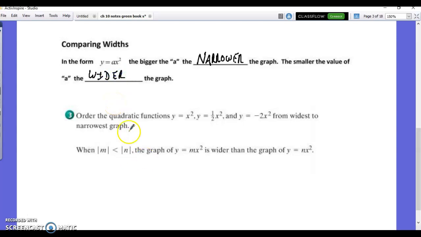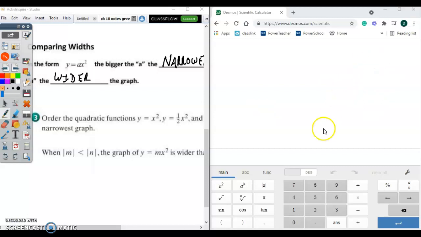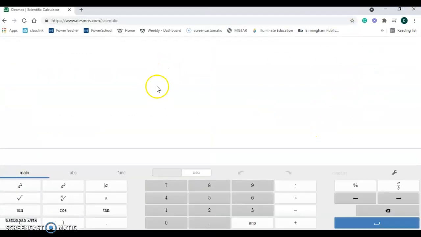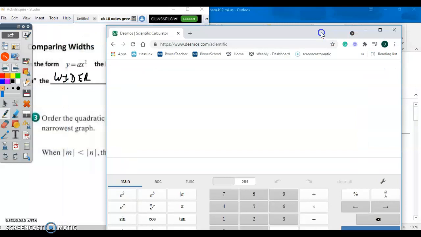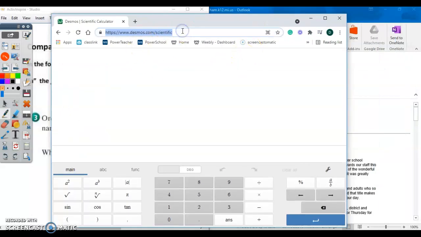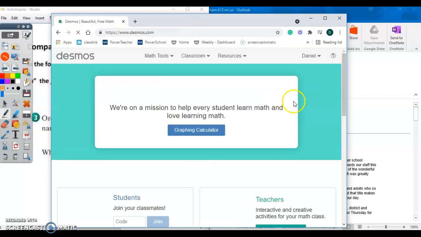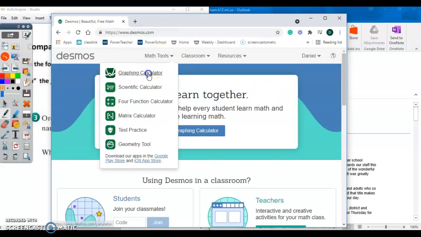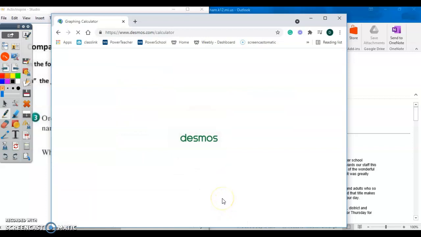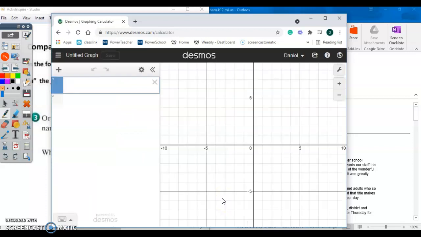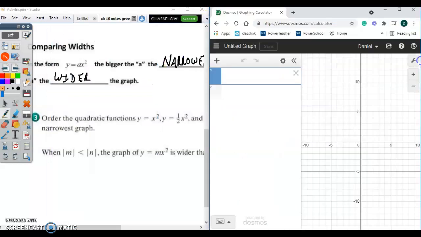So we can check this, and I'm going to bring up Desmos, a graphing calculator. All right, so this calculator should look familiar because it's one we've used before. But if we go to this, there's actually a graphing portion that we can use. Instead of scientific, I'm just going to go to the website. Yeah, math tools, we're actually going to go to the graphing calculator. So this is going to show you how the different widths would play out. And this is one way that you could do this.